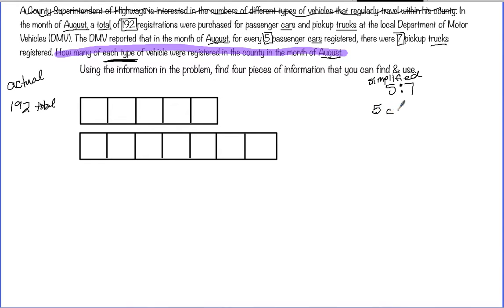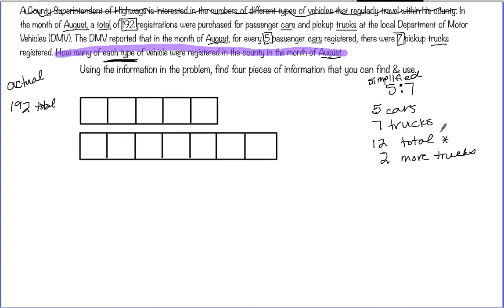We know that there are 5 cars, and we know that there are 7 trucks. Previously, we had discussed the fact that you can take both of these and you can find a total. So we know there are 12 total vehicles from our simplified ratio. And I see total here and total here, so that might be helpful in the future. And then there's one more piece. If I take 7 and 5 and subtract them, I get 2. And I know that there are 2 more trucks than there are cars. This is information that can also be used.